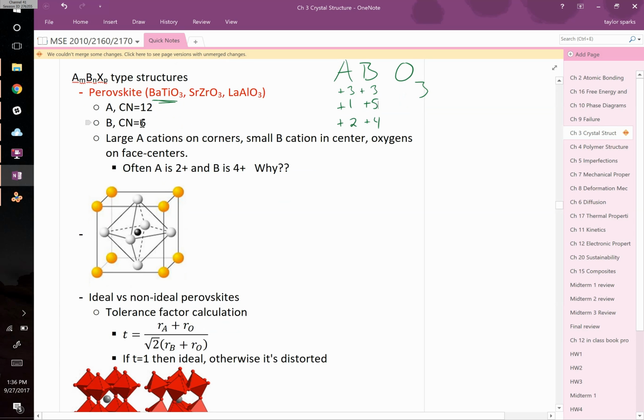The A site is where your bigger cation goes. The reason why is because it is a 12 coordination site. It's surrounded by 12 ions. Again, we're talking about this orange atom. This orange atom is surrounded by 12 atoms, its nearest neighbors. The nearest neighbors are the gray ones here. Again, in one unit cell, you've got 1, 2, and 3, right?